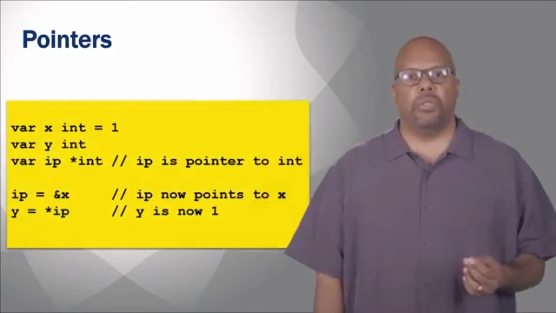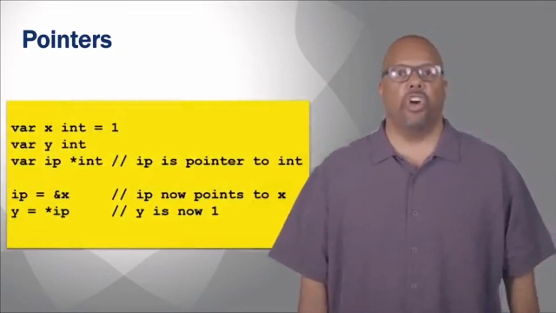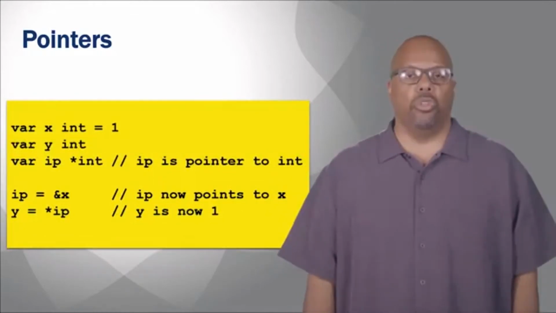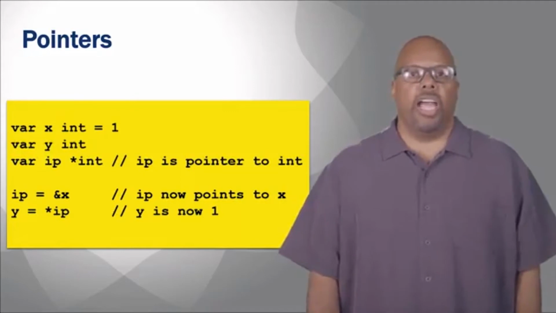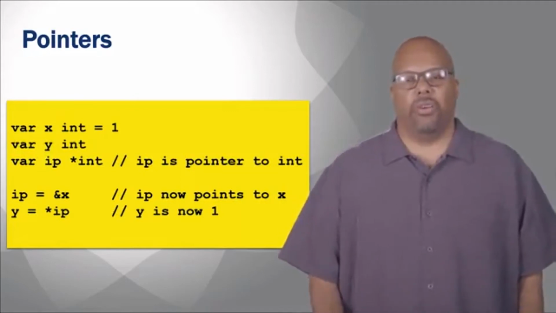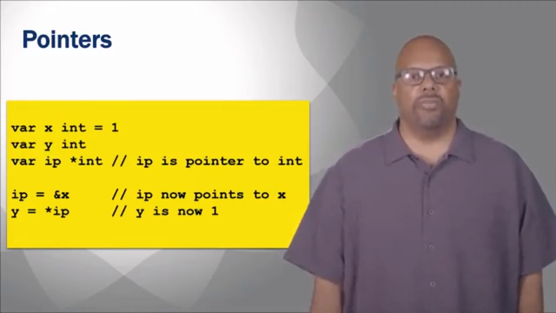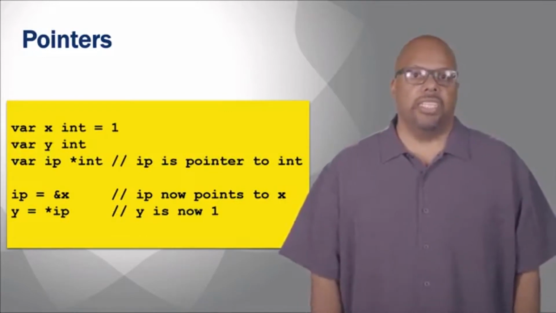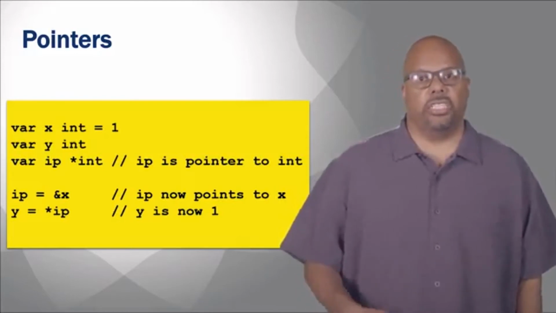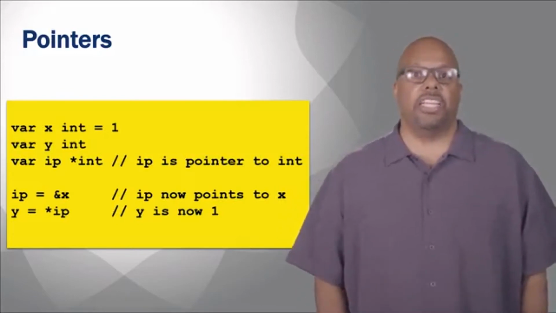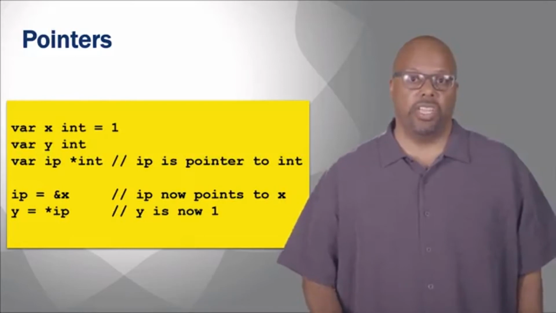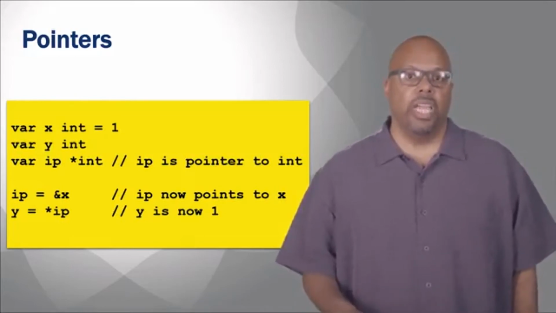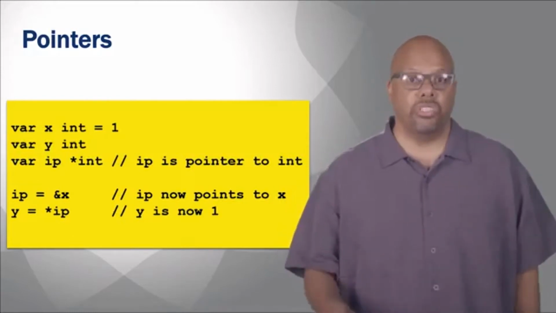To give you an example, let's take a look at this little piece of code. We define our variable x as an integer, equal to 1. And then y is an integer that is not initialized, so it would be initialized to 0 by default. Then a var ip. ip is not declared to be an int, it's a star int. That means ip is actually a pointer. Since there's a star in front of the int, ip is declared to be a pointer to an integer. So ip is the pointer, but it is not an actual integer. It is a pointer to an integer.